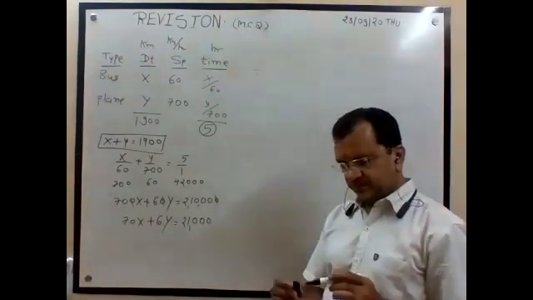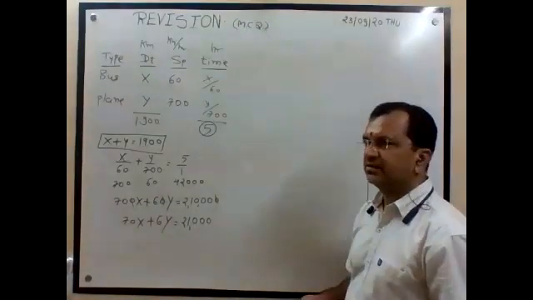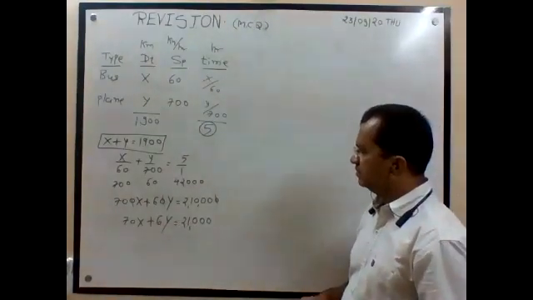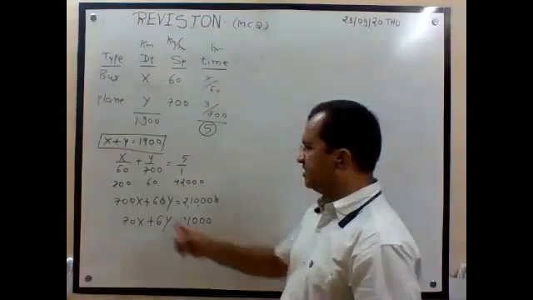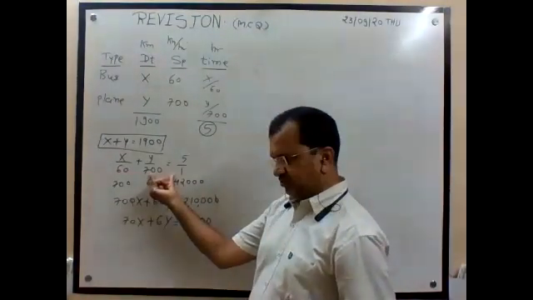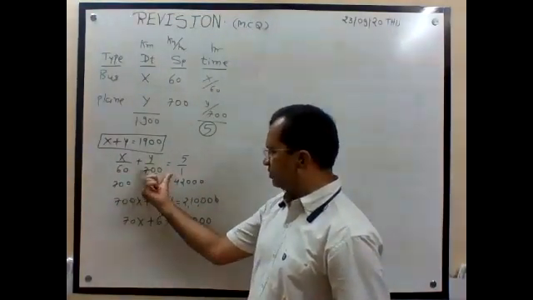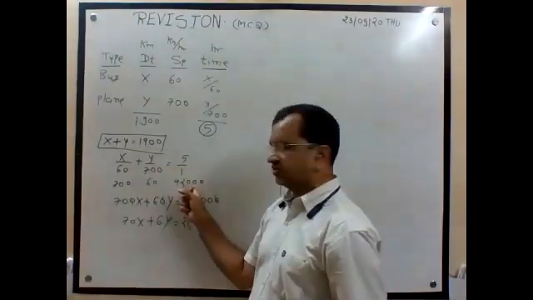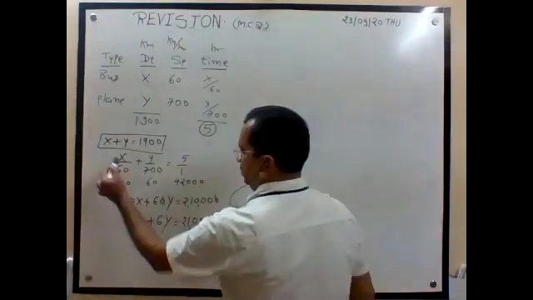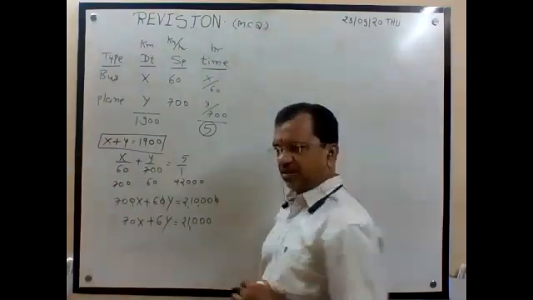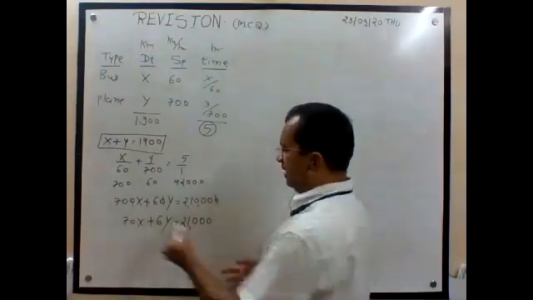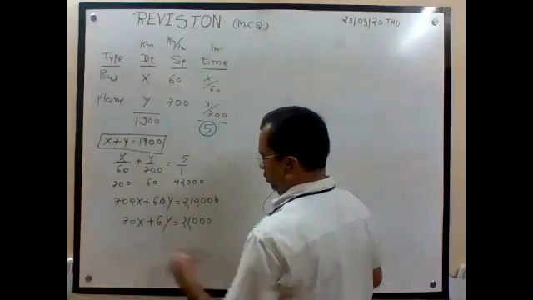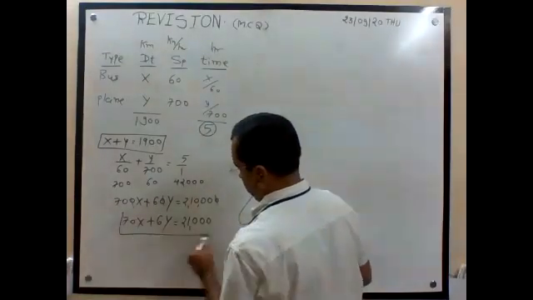So how that 700 and 4200 had come, 42,000? That is LCM. LCM of this is product of these two. Then this into this, this into this, this into this. Okay. Then I have removed 0, 0, 0. So the new equation is this.